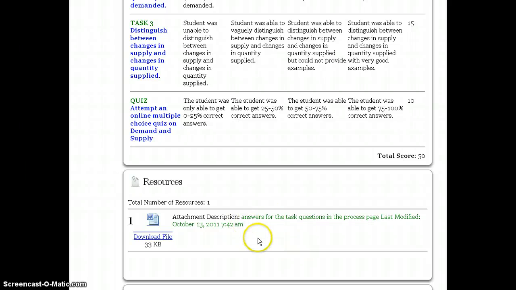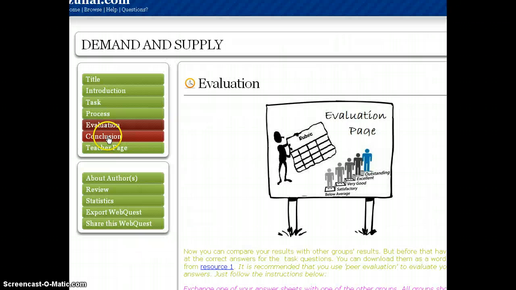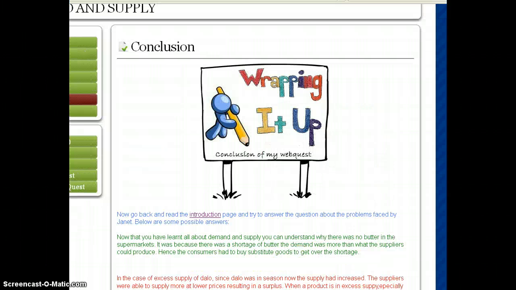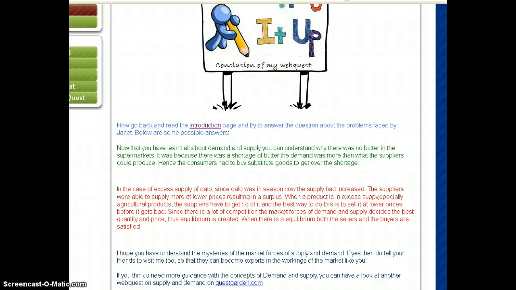Now that we have completed the Webquest assignments, let us go on to the conclusion. The students have now reached the conclusion page, where they are supposed to go back to the introduction page and try to answer the question about the problems faced by Janet. There are some possible answers given.